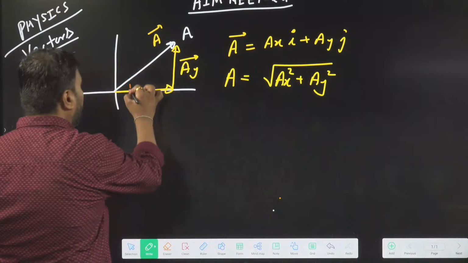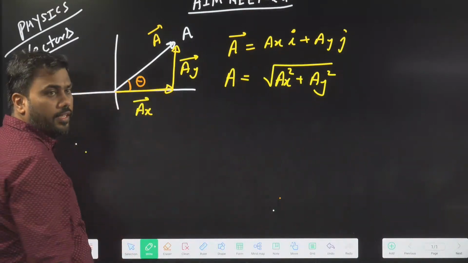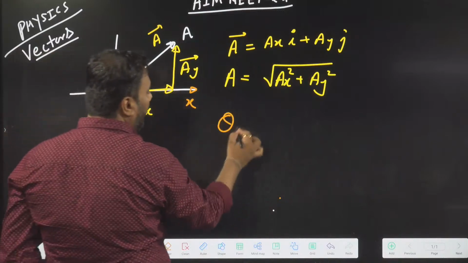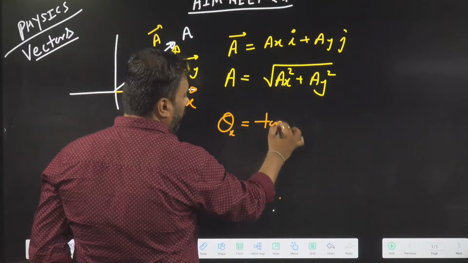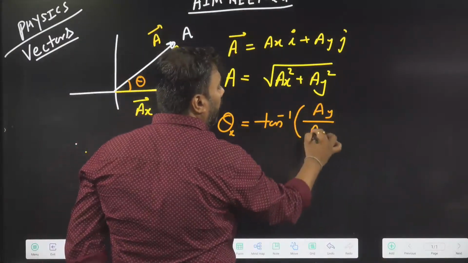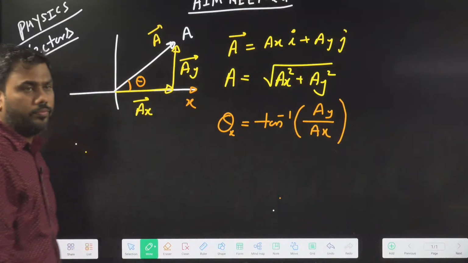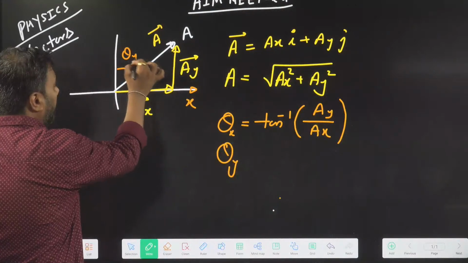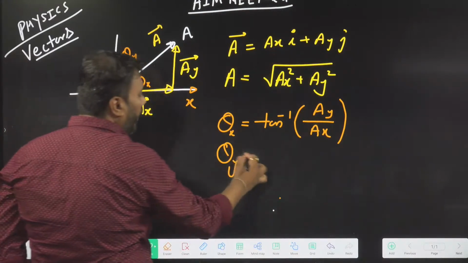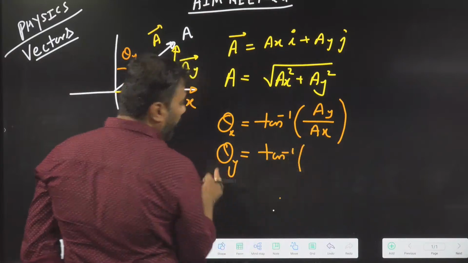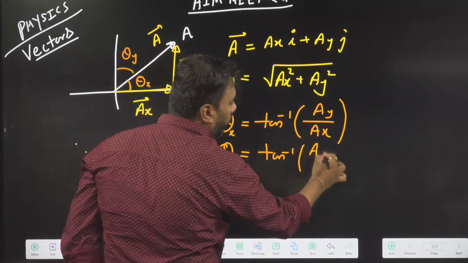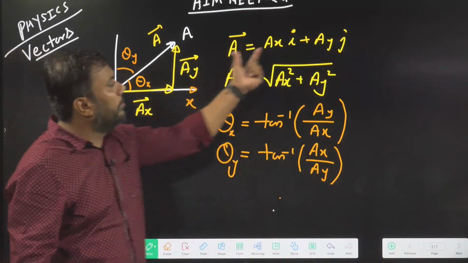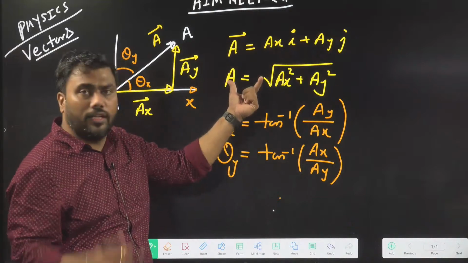Sometimes they ask what is the angle created by vector with x or y axis. If you want angle with x axis, theta with x direction, start with y component of vector, divide it with x component of vector. And if you want angle of vector with y axis, theta y, angle of vector with y direction, start with x component: tan inverse ax upon ay. So these are formulas.